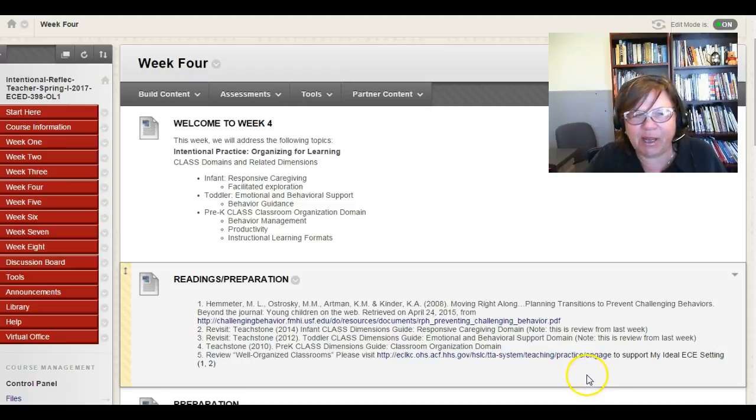But just for this week, our focus is really on organizing for learning, thinking about our environments and how they might support our goals for children.